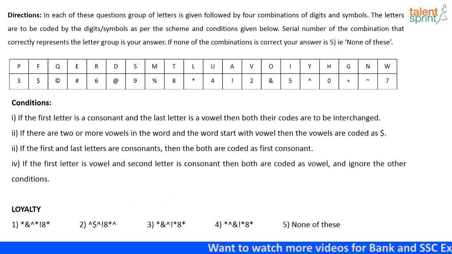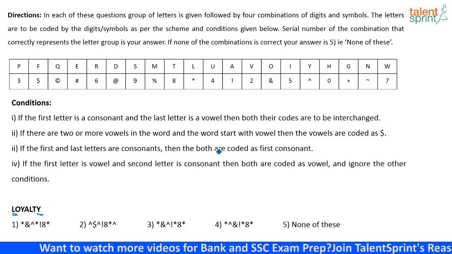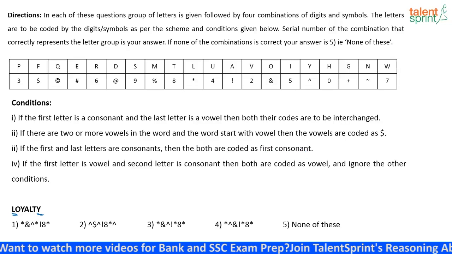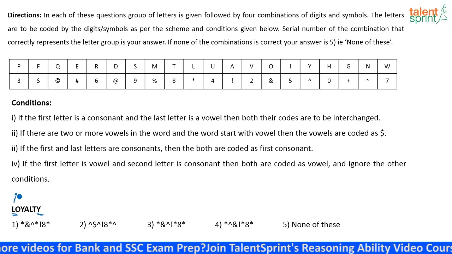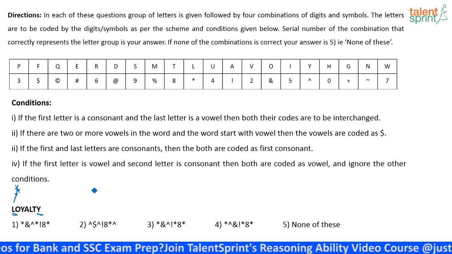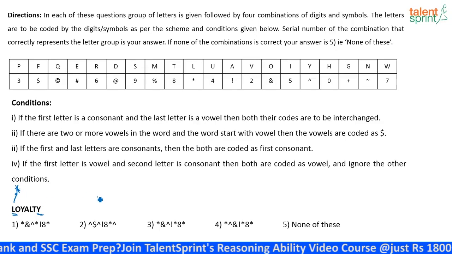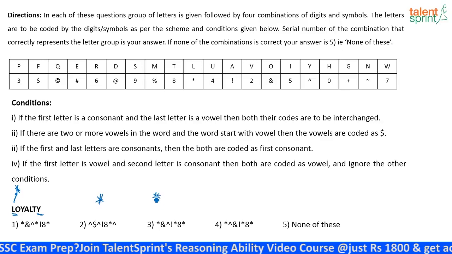Again, loyalty. Here loyalty, the first letter is a consonant and the last letter is also a consonant. So it is given here, if the first and the last letters are consonant, then both are coded as the first consonant. So what is the first consonant here? L. Code for L is star. So what are they saying? For L and for Y, you should use the same code star.